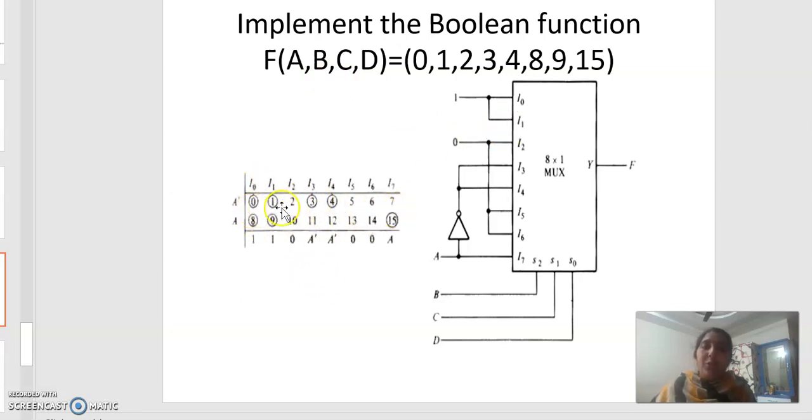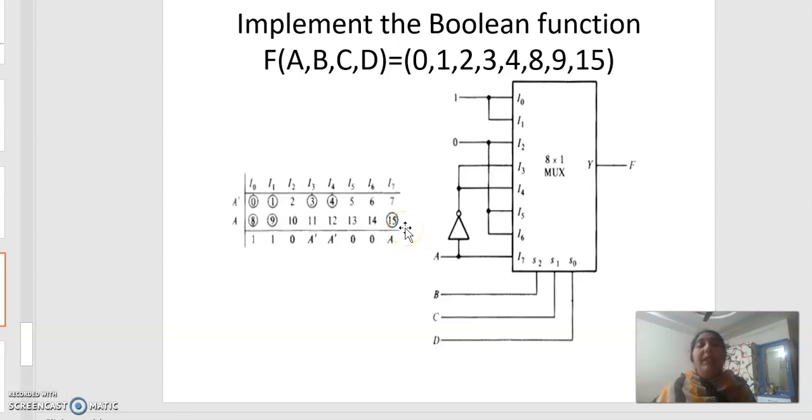Here the first row represents A dash, that is, A value equals 0, and the second row represents A value equals 1. So here we are writing the minterms in which the A value is 0. The first 8 minterms come to the first row, and the second group of 8 minterms come to the second row where the A value equals 1. So 0 to 7 can be written in the first row, 8 to 15 can be written in the second row.